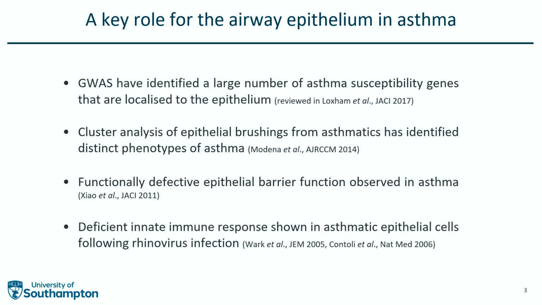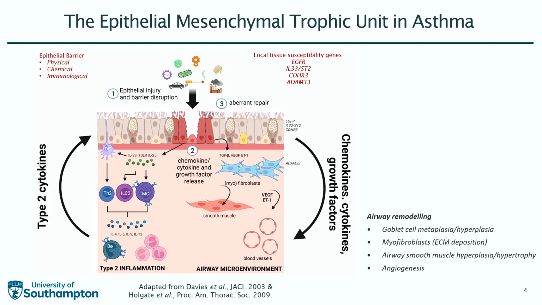And work done in Southampton before I arrived has shown that there is a functionally defective epithelial barrier in asthma, as well as a deficient innate immune response with reduced interferons and increased TSLP and other pro-allergic factors. But this is what I really want to focus on today.